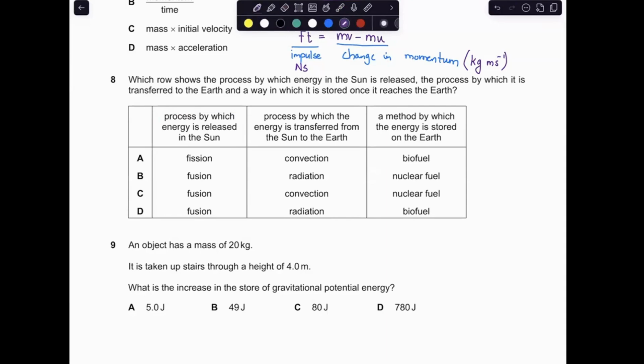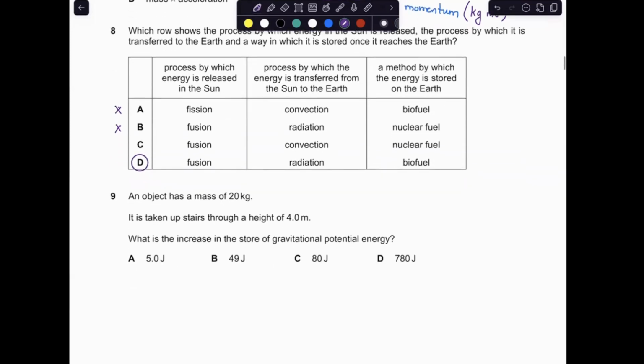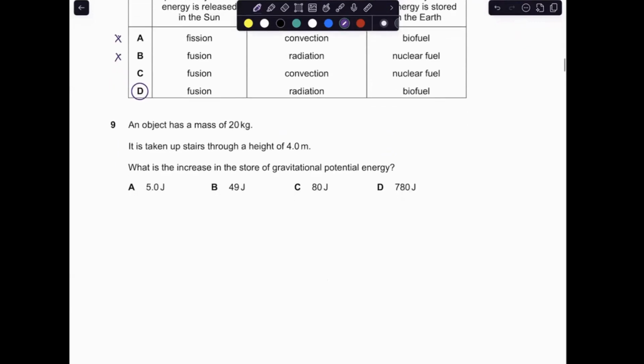And again, in these kind of tables, if you just pick one column, you'd be able to eliminate 2. And whenever you're unsure, especially in qualitative questions, it's a good idea to do that. Process by which it's transferred from the sun to the earth. Do you know what that is? Is it radiation? Yes, it comes through radiation. And then the only one we can pick is D. And the method by which it's stored would be biofuel.